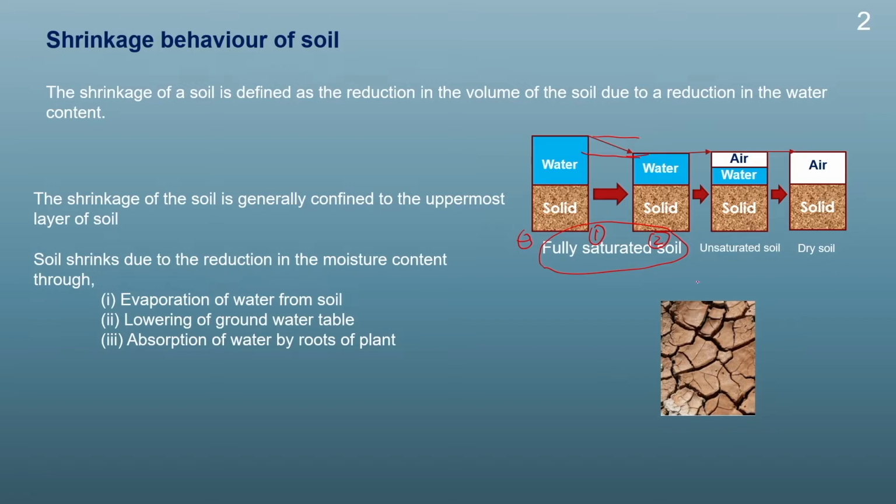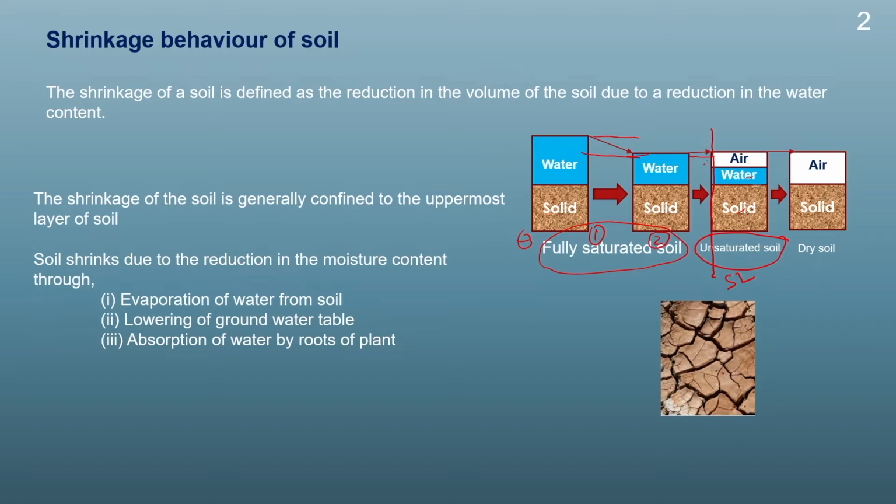If we keep on drying the soil, a stage will be reached beyond which the volume of the soil will not change. Here we can see the volume of the soil is remaining constant even after drying. So, at this stage the air will start to enter into the soil and the soil becomes unsaturated soil. Here we can see the soil has 3 phases, the solid, water, and the third phase, air, will enter into the system, and the soil becomes unsaturated, and the water content corresponding to this boundary line is known as the shrinkage limit of the soil.